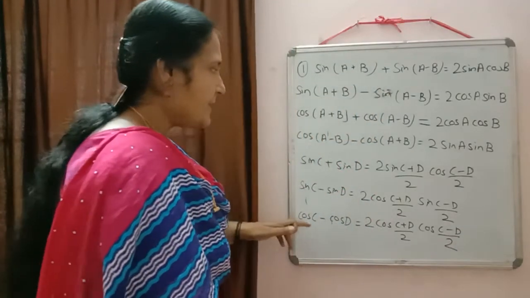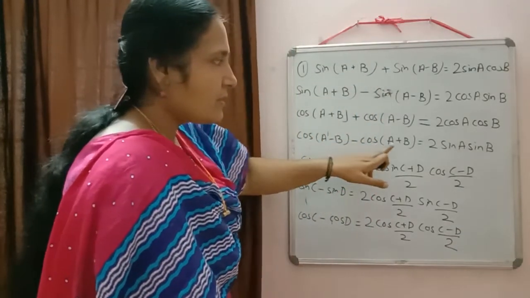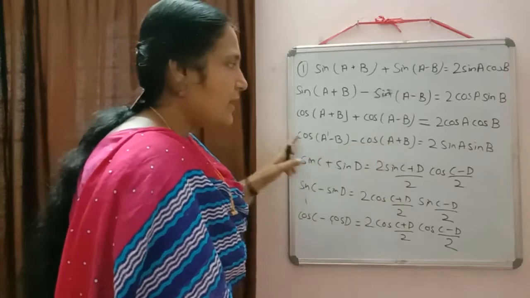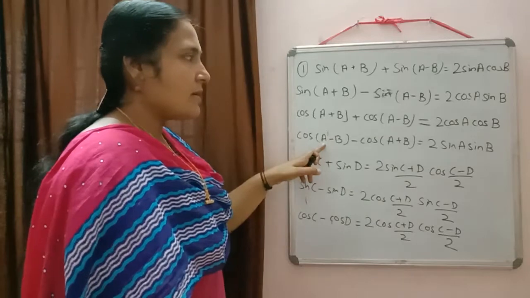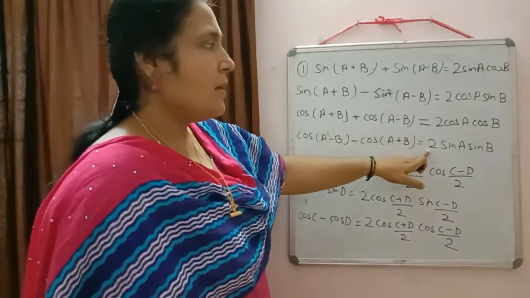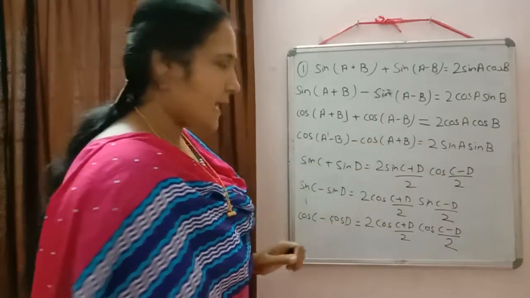In all we are writing C first, but our cos C minus cos D is this one. That's why we used the old formula cos(A+B) minus cos(A−B) is equal to minus 2 sin A sin B.